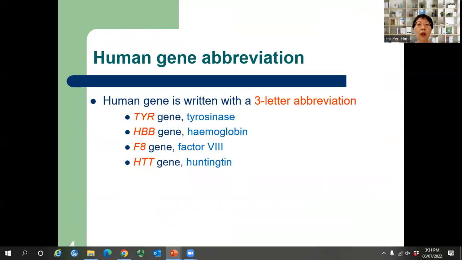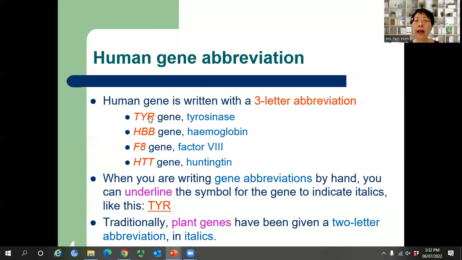So before I proceed, just a general information. Now, when we write human gene, we always use a 3-letter abbreviation like this one here, 3-letter abbreviation except for F8 to represent factor VIII. Now, can you see all of them are italicized? So every time it's italicized, right? When you write using your handwriting, you need to underline it. So when you write, you have to write TYR underlined.